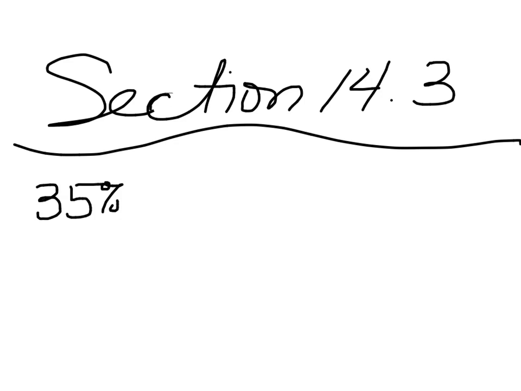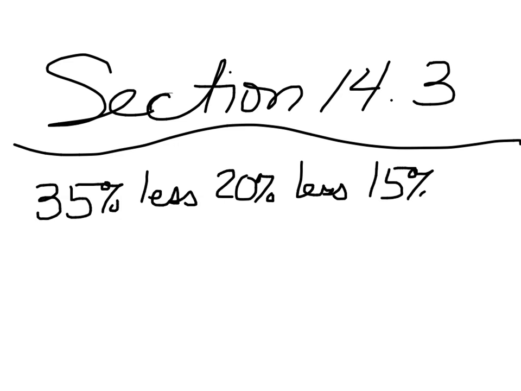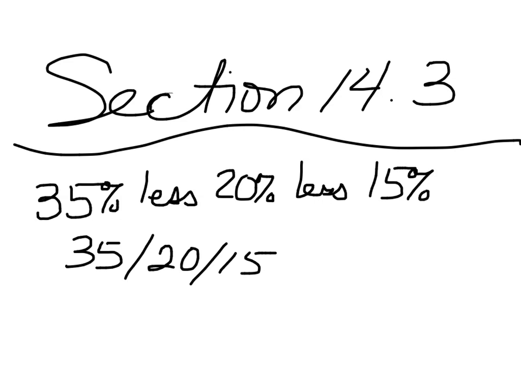It says 35% less 20% less 15%. Okay, and what that means is it does not mean 35 plus 20 plus 15. You do not add all the percents off and then do it. That is not what it's saying to do. A lot of times you may see it like this also, where you'll see 35/20/15, where they might not write the words and put the percent symbol in there. Okay, so both of those mean the same thing. They do not mean 35 plus 20 plus 15.